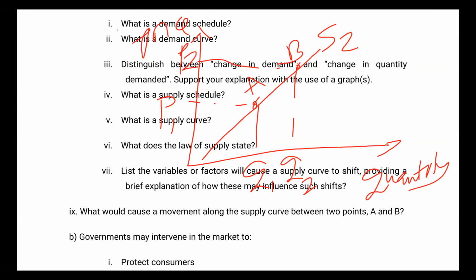So I have a question. So it's only price that causes a shift in a supply curve? The price does not cause a shift. It causes a movement along the supply curve or the demand curve. But other factors are the ones that cause a shift, right?